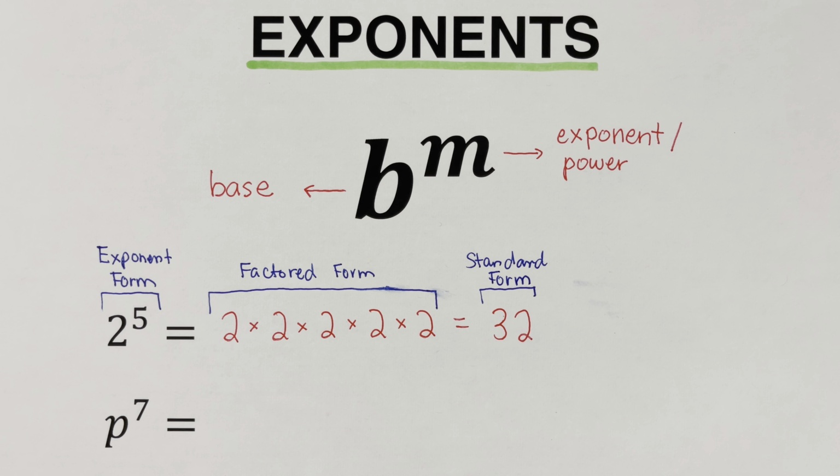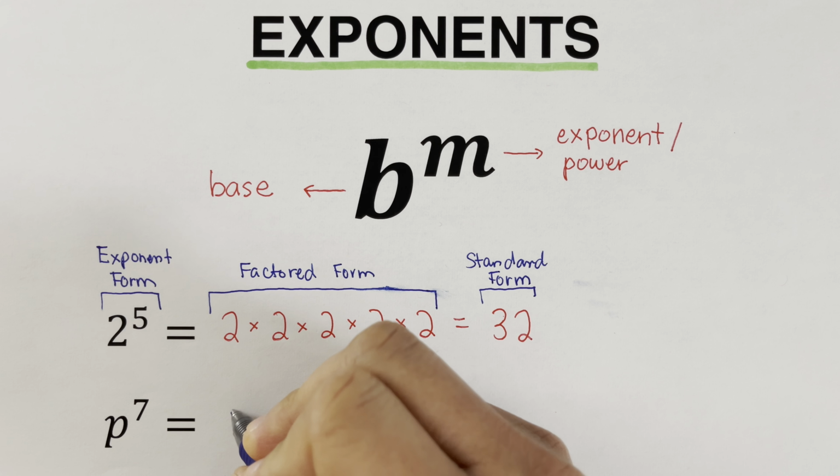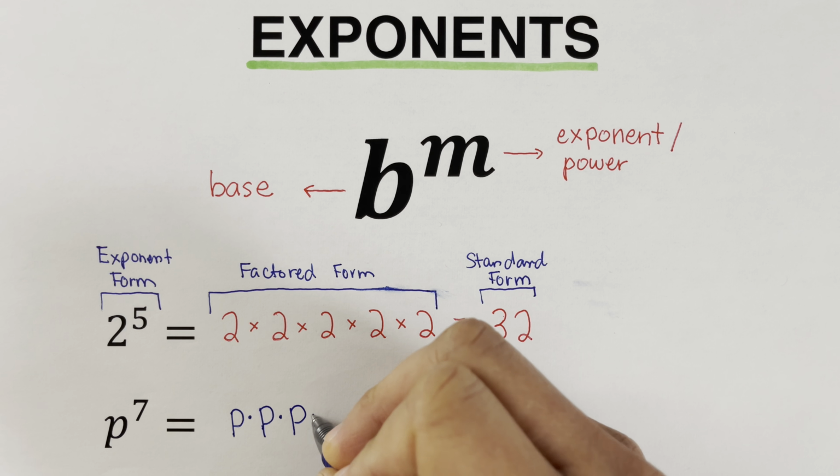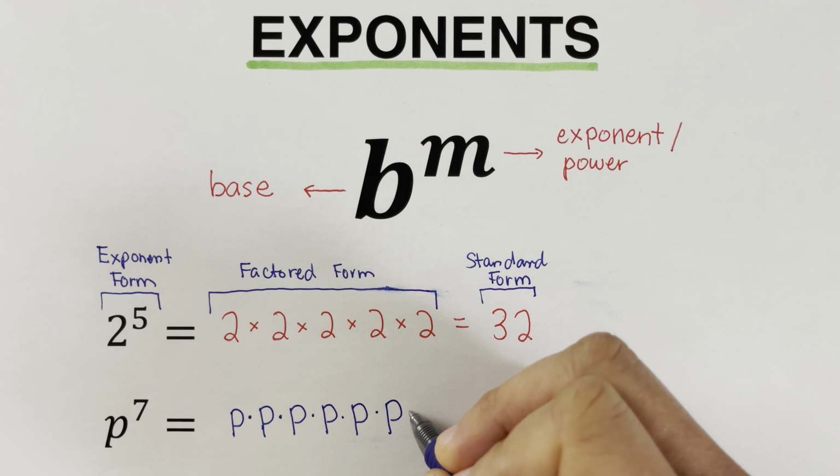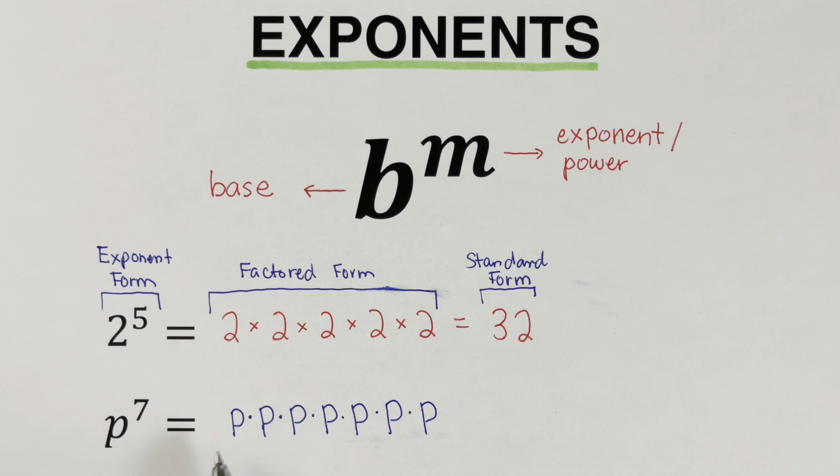Okay, if we look at the second example, p raised to the power 7. From this, we can say that p will be multiplied 7 times. I'm just going to write that up here. And so this is the expanded form or the factored form for p raised to the power 7. We remember that bases and exponents can be used to rewrite expressions that involve repeated multiplication by the same number or variable.